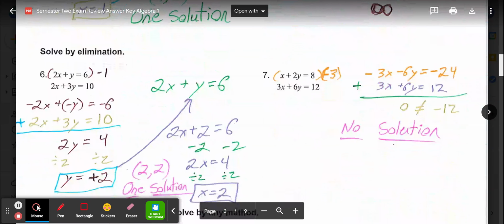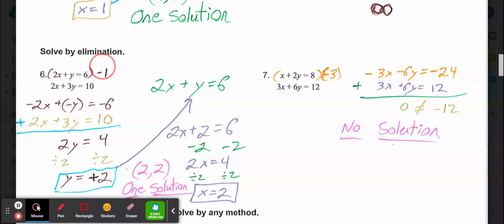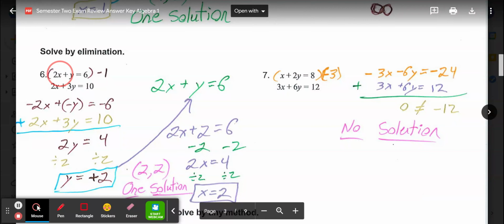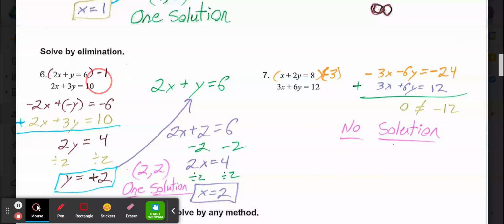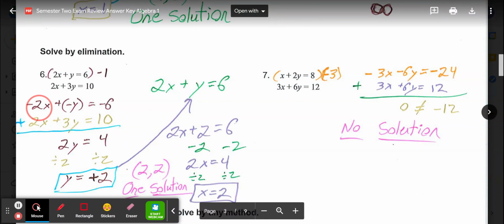6 and 7, we're using elimination, so we want to multiply one of the equations by a value that will allow one of my variables to cancel. So in this case, if I decide to cancel the x's, I multiply the top equation by -1, making it -2x minus y equals -6. Add that to the bottom equation, x's cancel, and we end up with 2y equals 4. Divide by 2, and y is a positive 2.